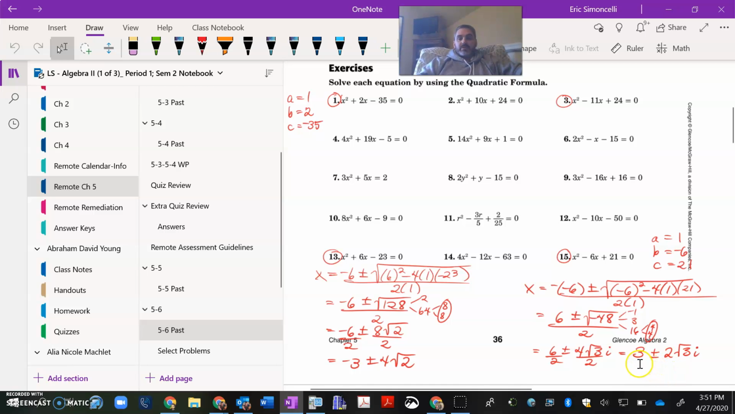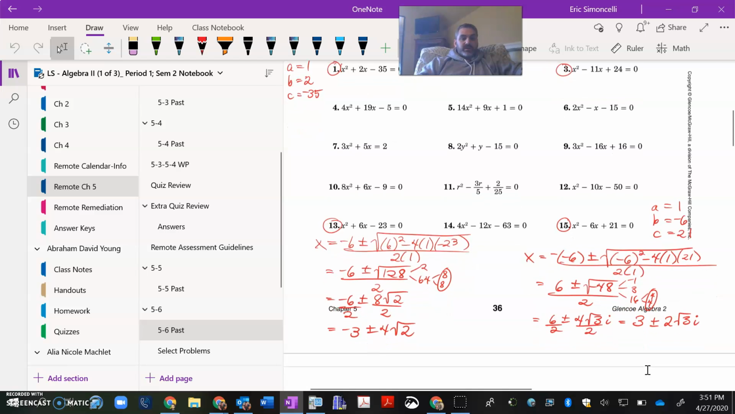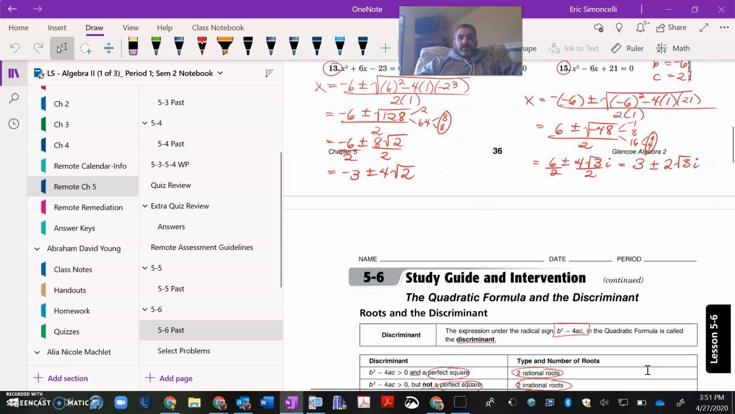Final two answers, 3 plus or minus 2 root 3i. Those are the imaginary roots of this particular quadratic. Again, it doesn't cross the x-axis, but it is noteworthy. Okay, let's move on to the next page, page 37.